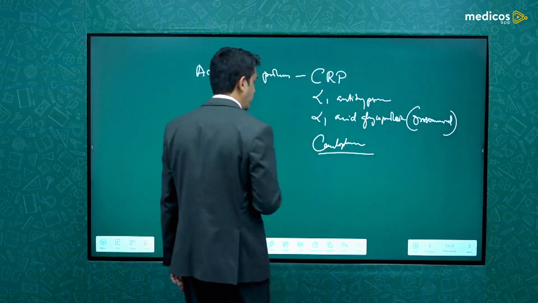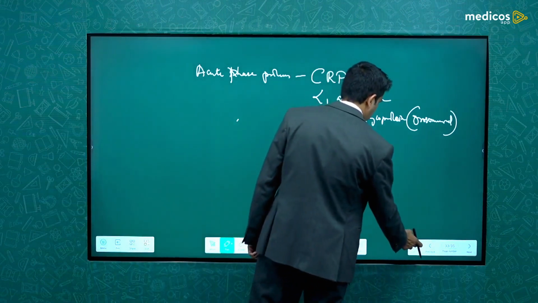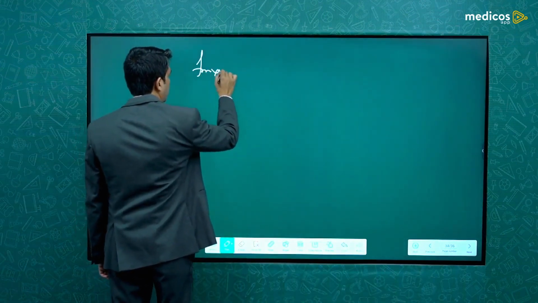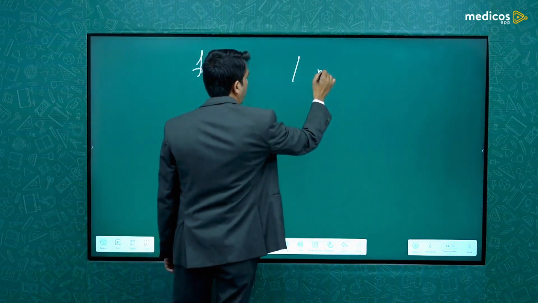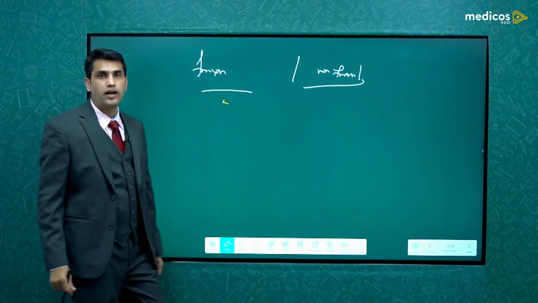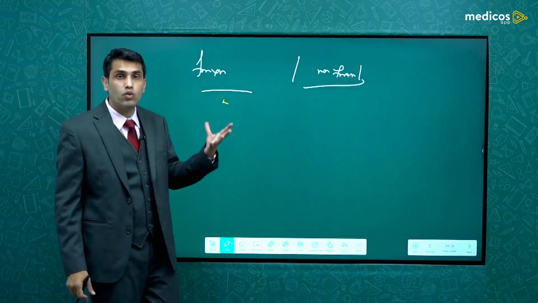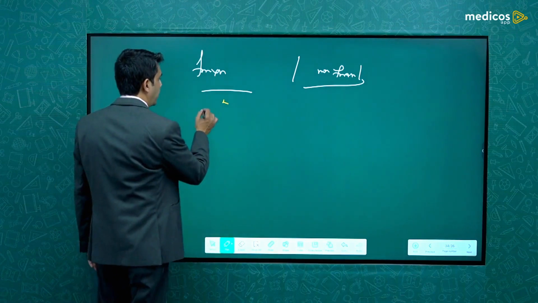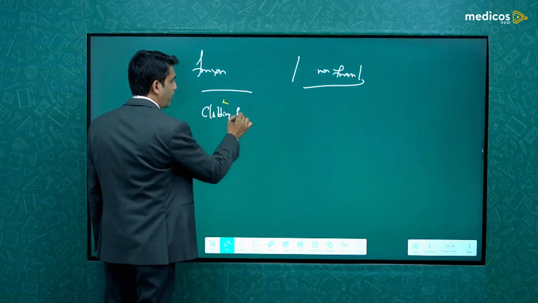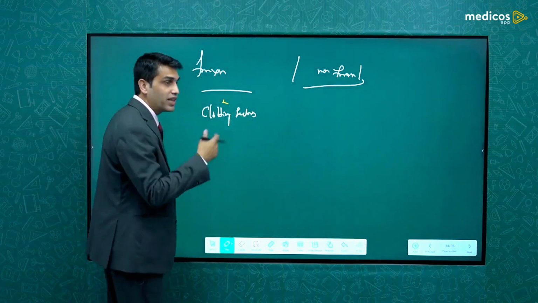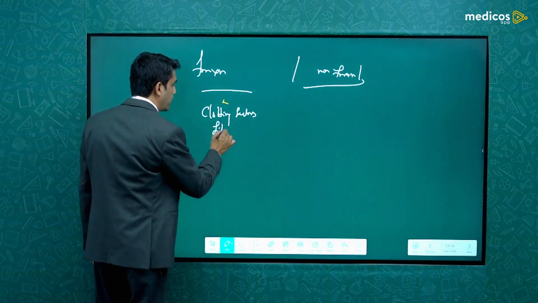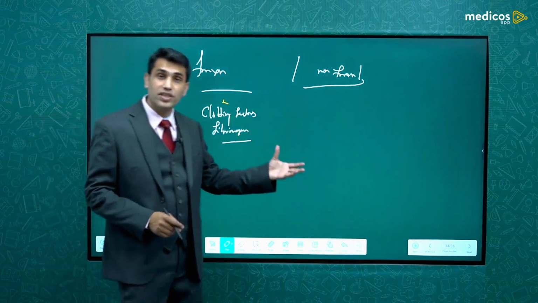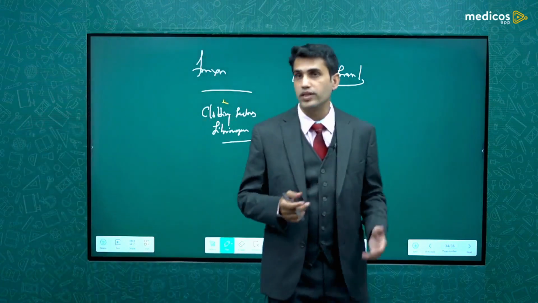Then there is the classification into functional and non-functional plasma proteins. Functional proteins are those which have a proper function inside the blood, like clotting factors. They do the clotting. Fibrinogen is a protein which has a function inside the blood. So these are functional proteins.